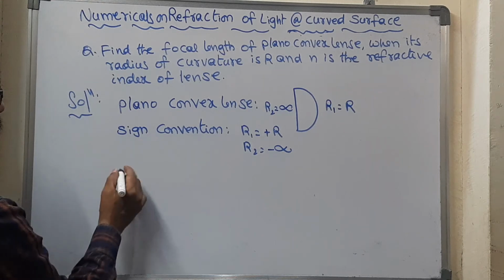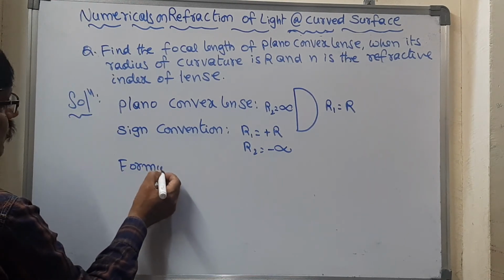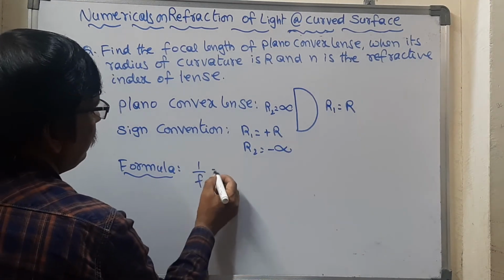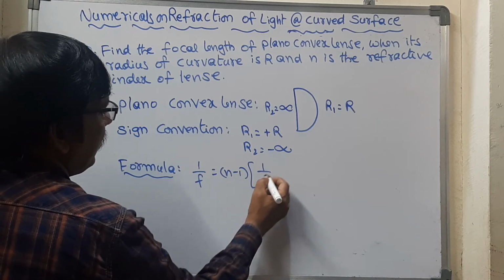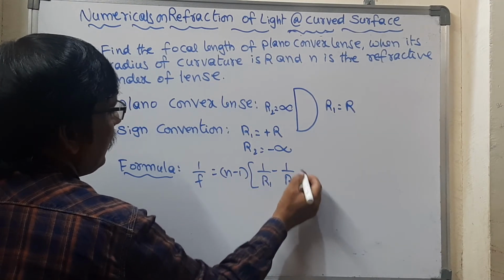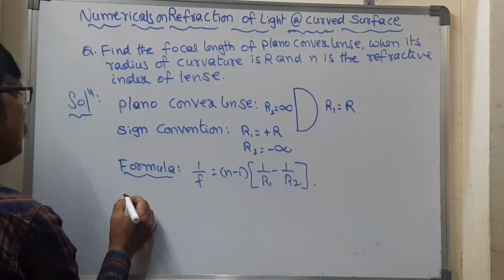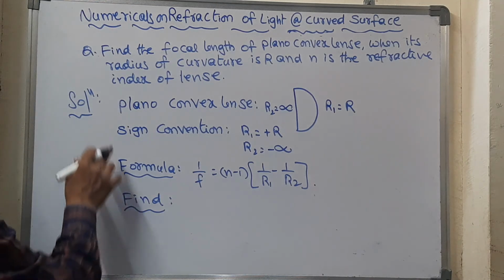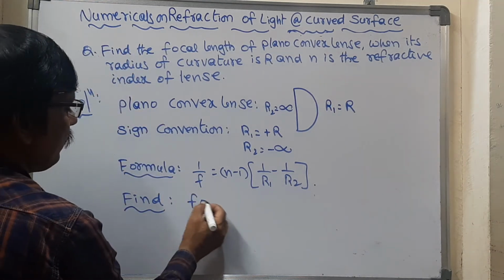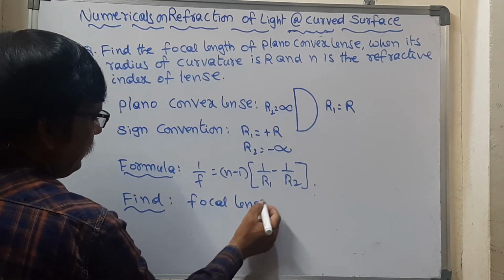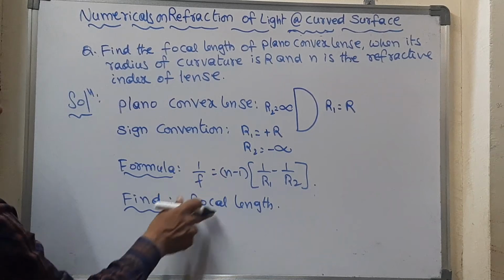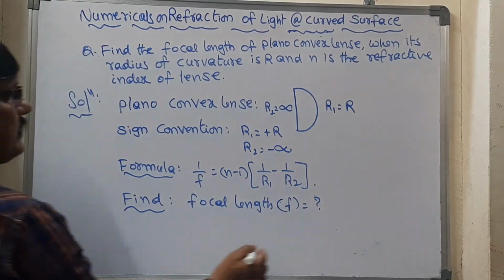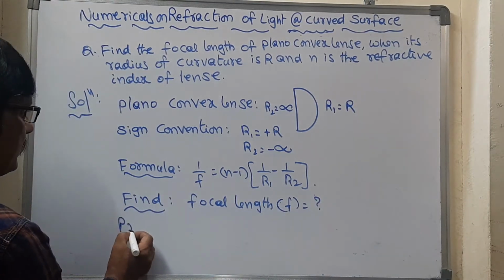Now let us find directly the formula. What is the formula we can use? The formula which associates the radius of curvature is 1 by f is equal to n minus 1 into 1 by r1 minus 1 by r2. And what is asked to find? The focal length has to be found. So f is equal to question mark. Now let us go to the procedure.